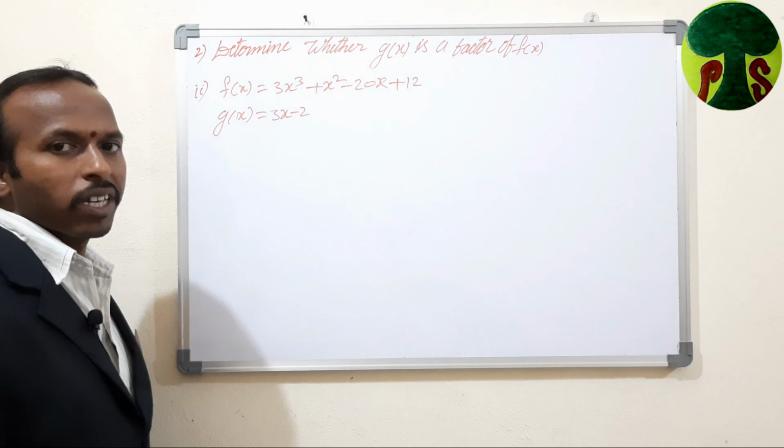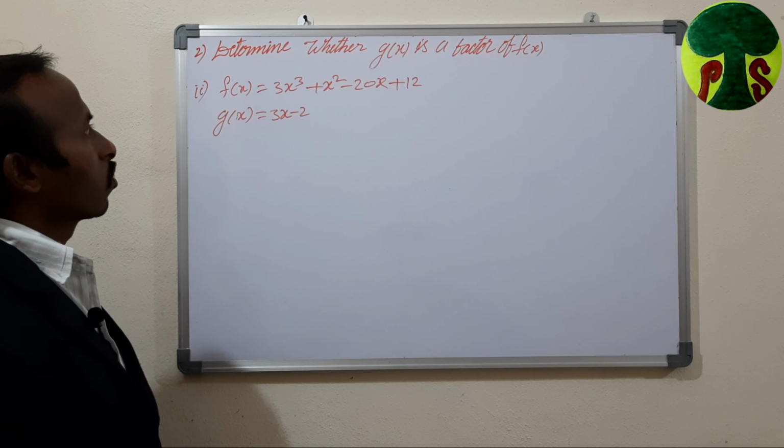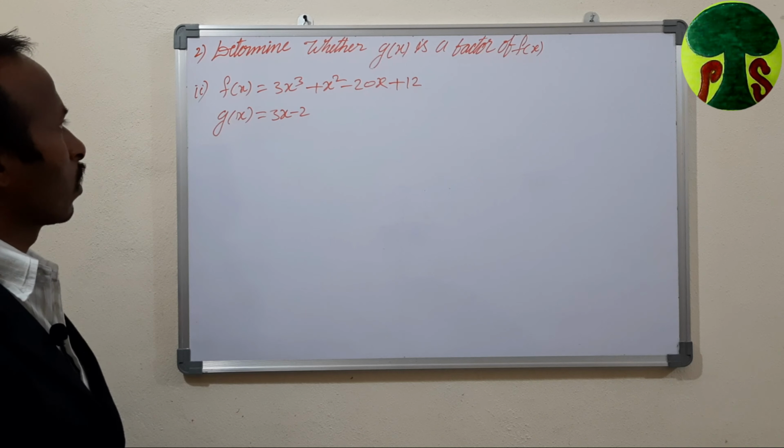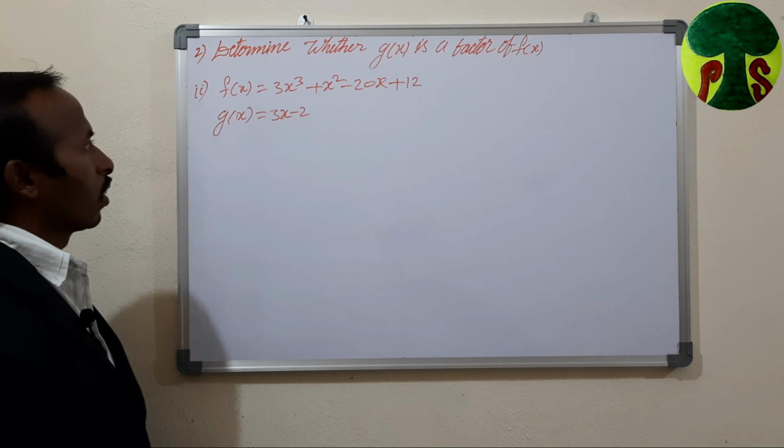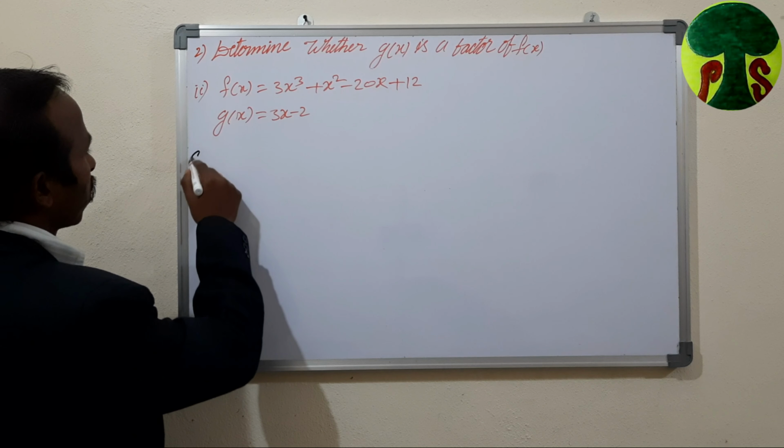Now we'll solve the next question, that is, f of x equals 3x cube plus x square minus 20x plus 12 and g of x equals 3x minus 2. Let's see the solution.